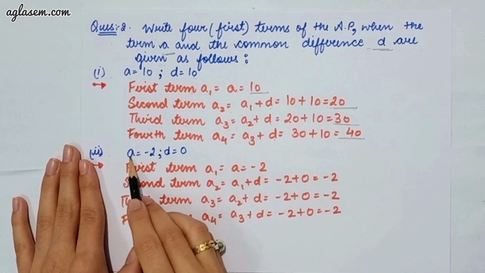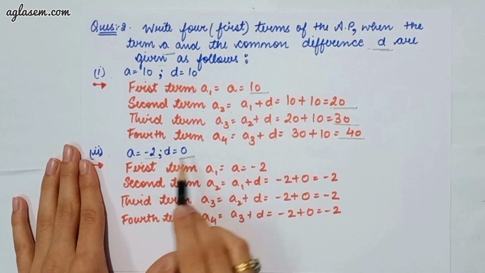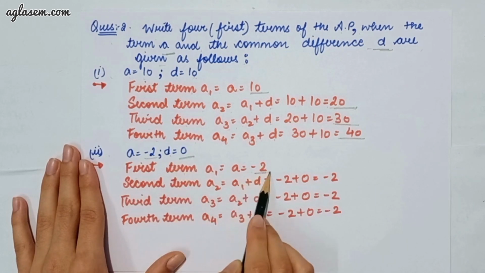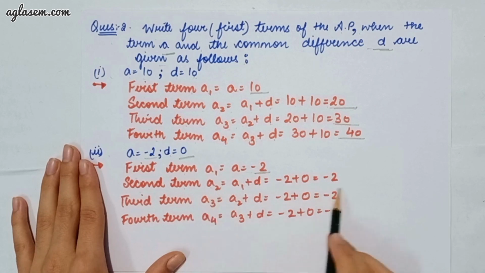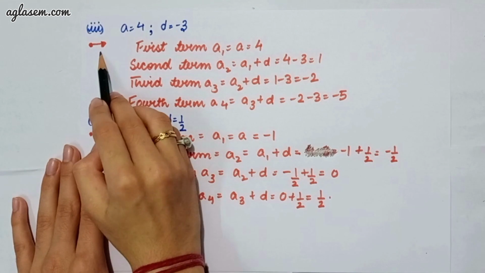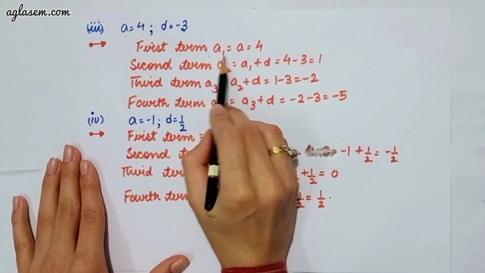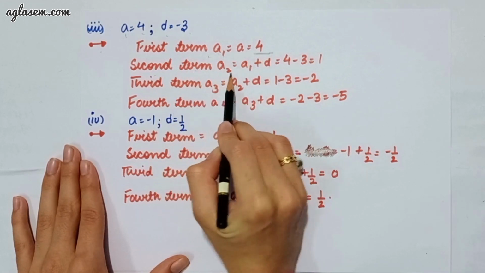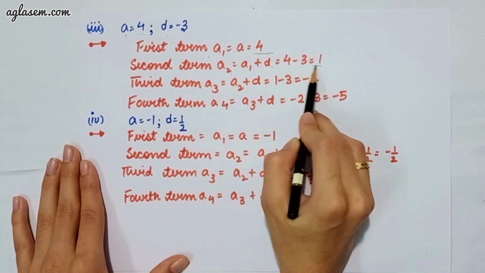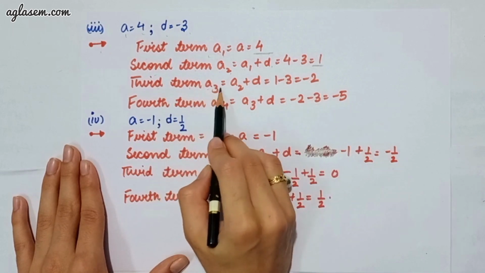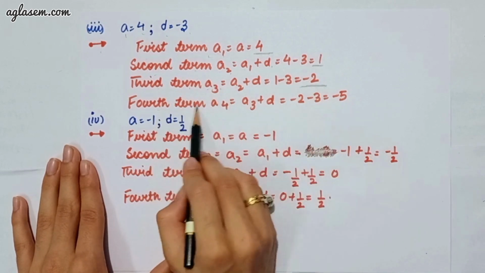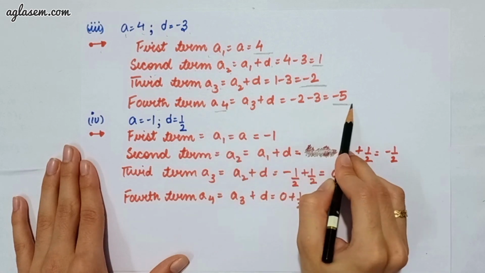Second part says a as minus 2 and d as 0. So first term, that is a1, is minus 2, second term, that is a2, is minus 2, third term, that is a3, is minus 2, fourth term, that is a4, is minus 2. Moving to the third part, which says a as 4 and d as minus 3. So again first term, that is a1, is 4, second term, that is a2, that is a1 plus d, will give you 1, third term, that is a3, will give you minus 2, fourth term, that is a4, will give you minus 5.